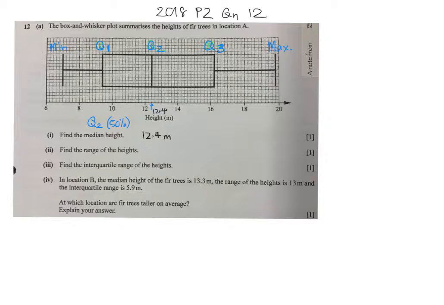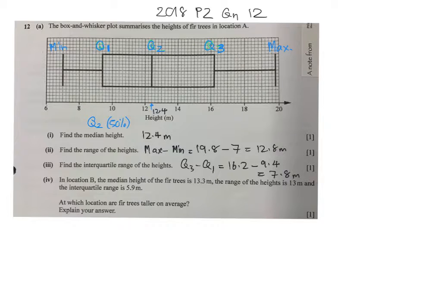Next, range. Range actually just means maximum minus minimum. And based on the values, 19.8 minus 7, which is 12.8 meters. Interquartile range. Revise. Q3 minus Q1. Very good. So what are the Q3 minus Q1 values? 16.2 minus 9.4, which is 7.8, if I'm not wrong.